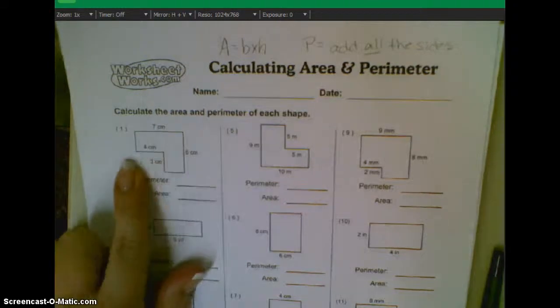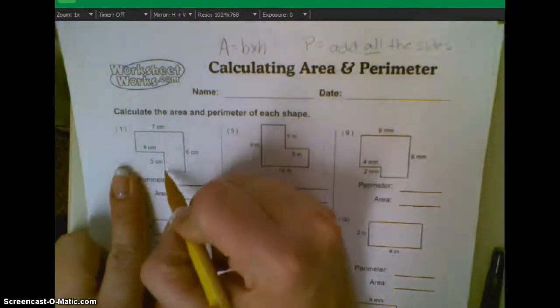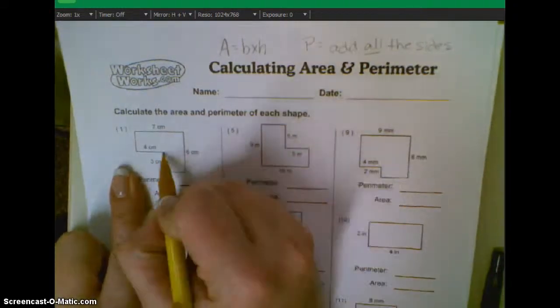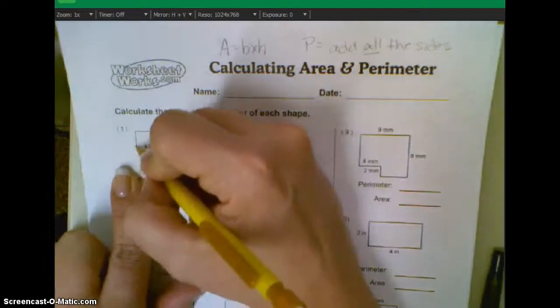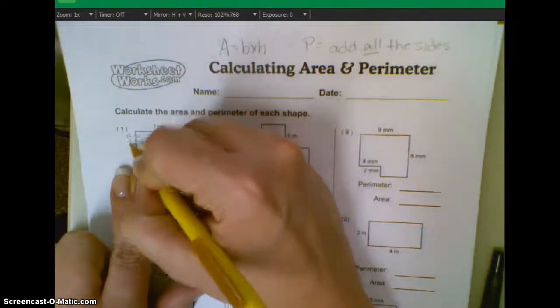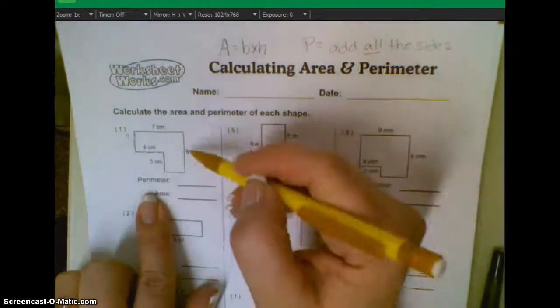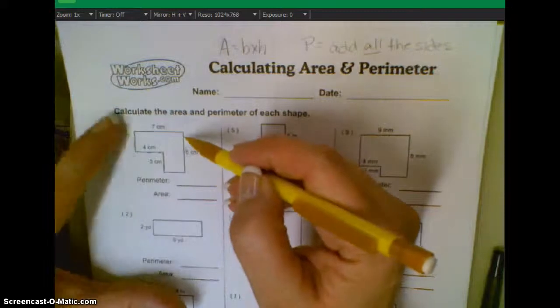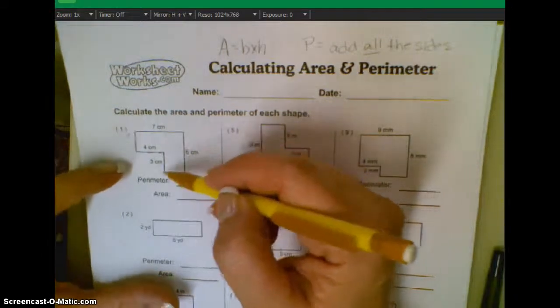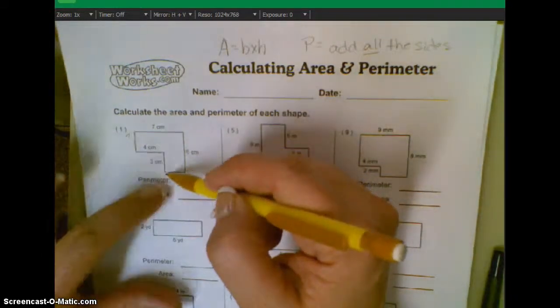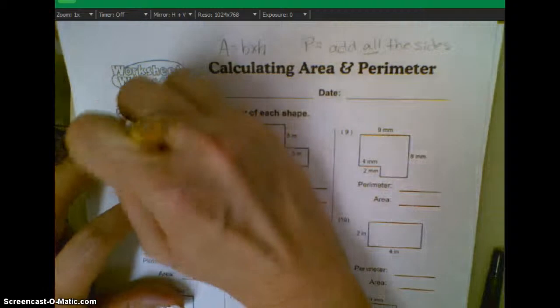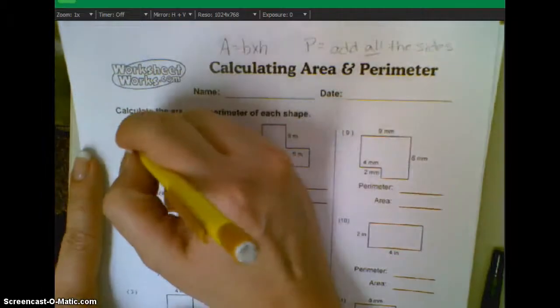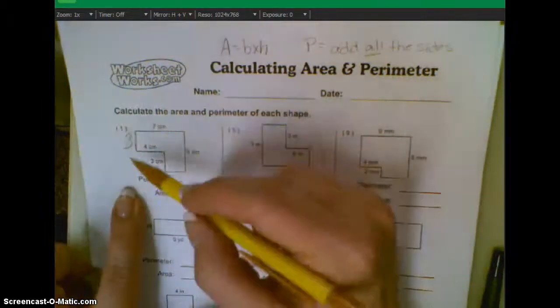Let's go through and see which sides are missing. So I've got this piece right here, and I've got this piece right here. I'm missing this piece. So in order to figure out what that piece is, I'm going to look here. This whole side is 6. This little piece here is 3. So if this is 3, this side must be 3. So we'll add 3 in there. It's going to help us in a minute when we find area.